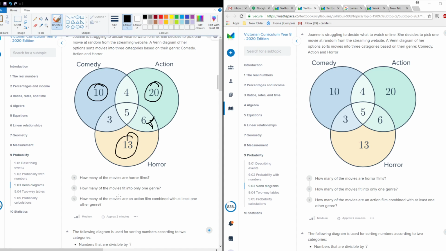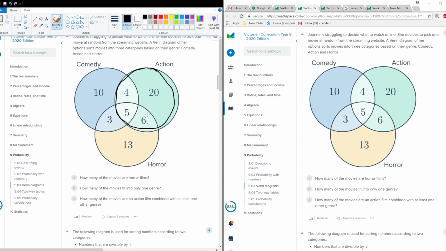How many movies are an action film combined with at least one other genre? So what are we after? We're after the action circle. But we want movies that have more than one genre.